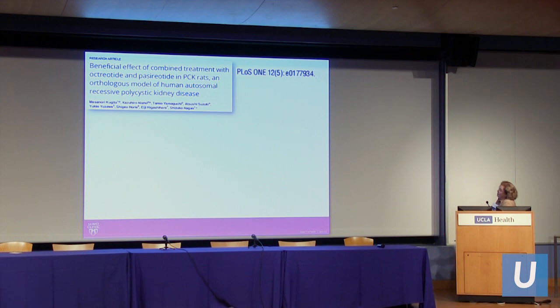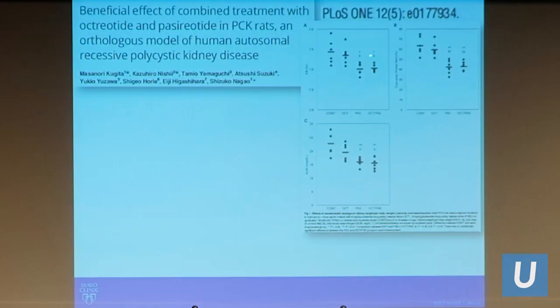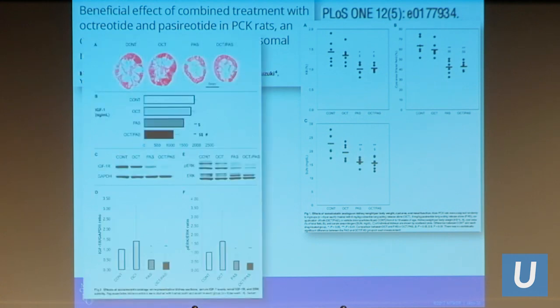Furthermore, a Japanese group that have been well established in this field used their rat model and looked at double somatostatin blockade with both pasireotide and octreotide, and found that there was some added benefit to using the combination of the two somatostatin analogues, as shown here in kidney, cyst, and I can't read what that is, BUN. So there was some added benefit to double therapy.